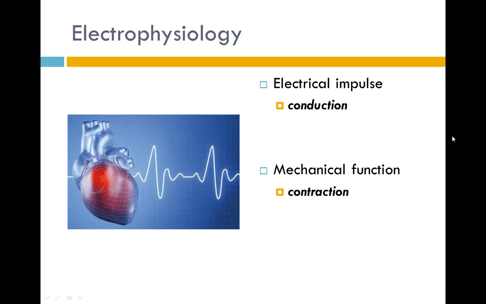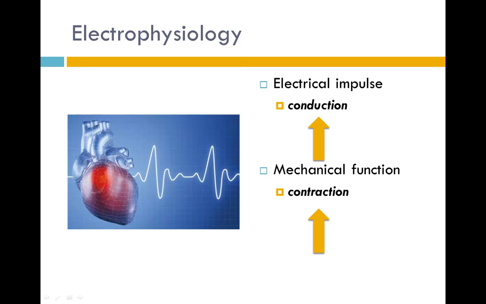First is conduction, the electrical impulse that tells the heart to beat. The second is the mechanical beating of the heart in response to the electrical stimulation, resulting in the pumping of blood. To perform these two functions, the heart has two distinct types of cells. There are electrical conductive cells, which initiate electrical activity and conduct it through the heart. And there are mechanical or contracting cells, which respond to the electrical stimulus and contract to pump the blood out.